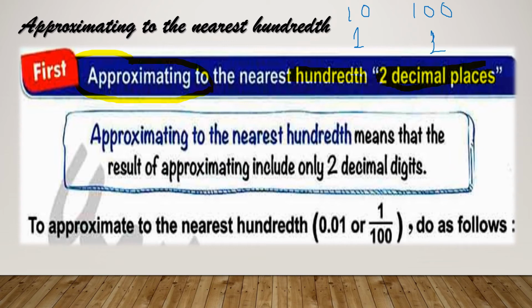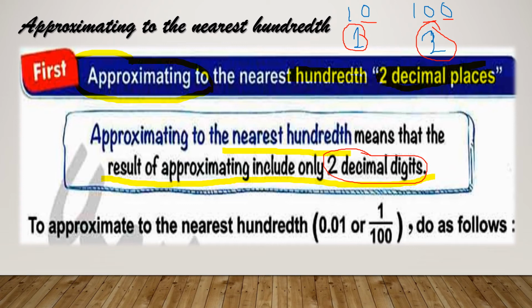Two decimal places. An easier way to remember this: how many zeros does 10 have? Correct, 10 has one zero. This means we approximate to just one digit. 100 has two zeros. This means we approximate to the nearest two decimal digits. So let's get going with approximating to the nearest hundredth. It means that the result of approximating includes only two decimal digits, and this is very, very important.